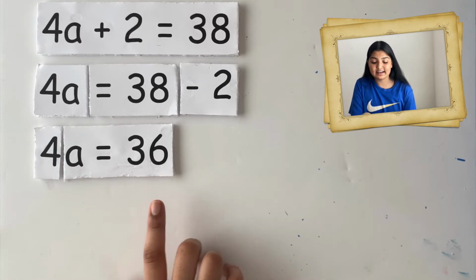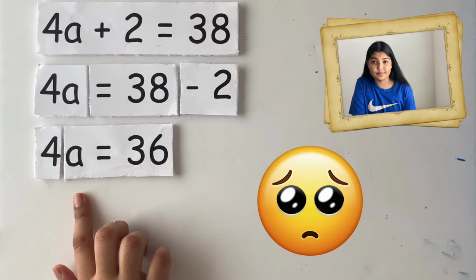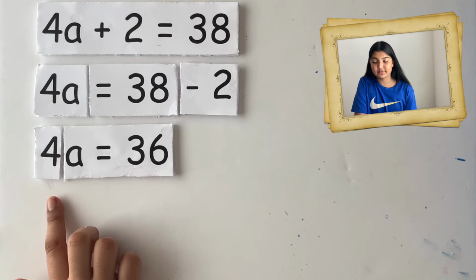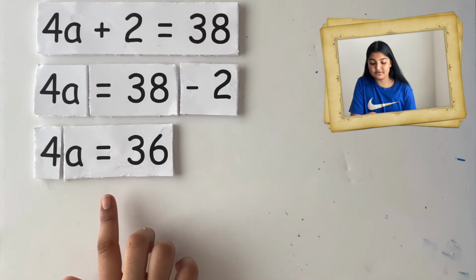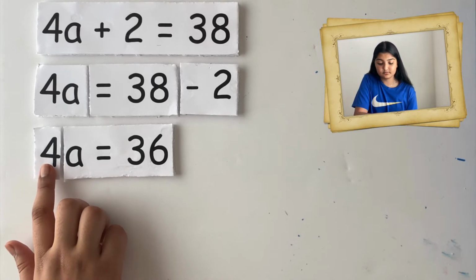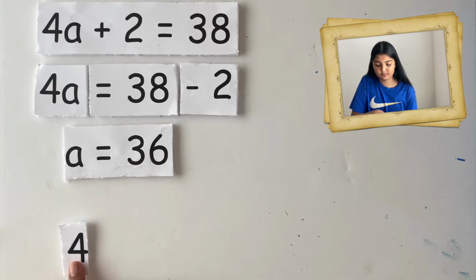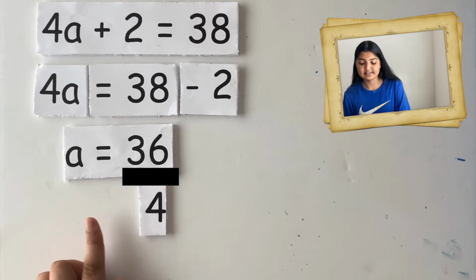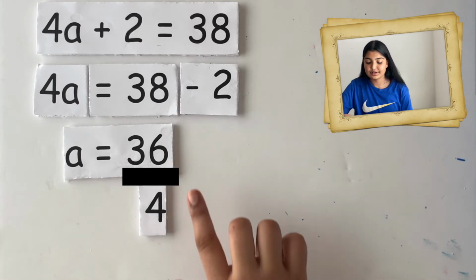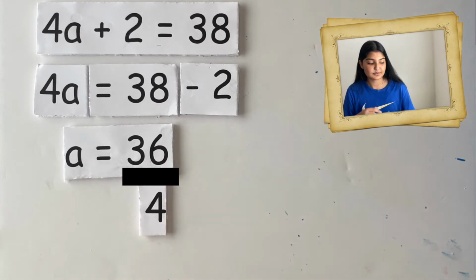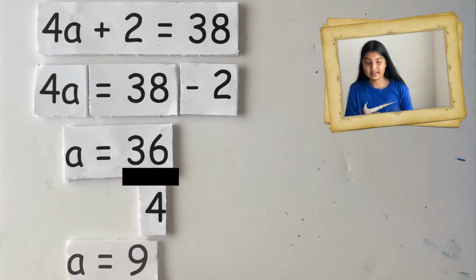Now we want to get a alone. So let's take 4 to this side of the equal sign and divide it. a is equal to 36 divided by 4, or a is equal to 9.